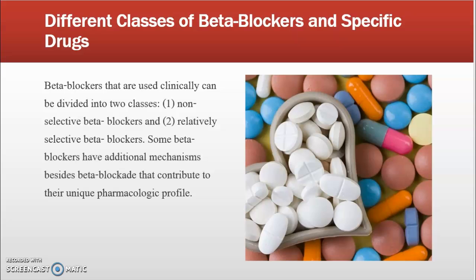There are different classes of beta blockers and there are specific drugs. Beta blockers that are used clinically can be divided into two main classes. These are your selective beta blockers and your relative selective beta blockers. Some beta blockers have what we refer to as additional mechanisms besides beta blockade, and these contribute to their unique pharmacological profile.